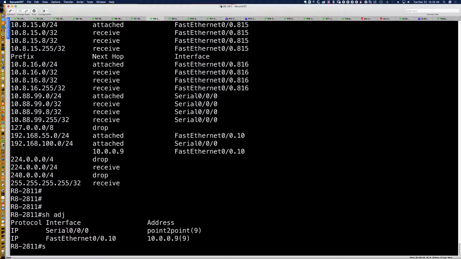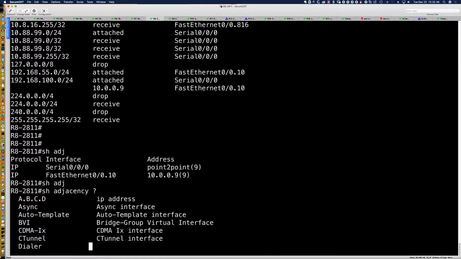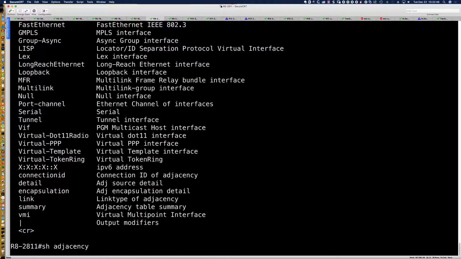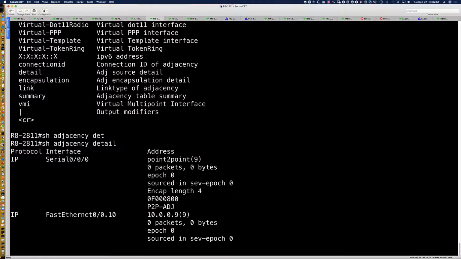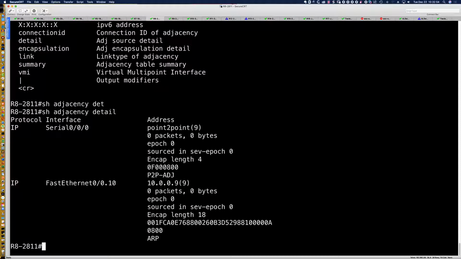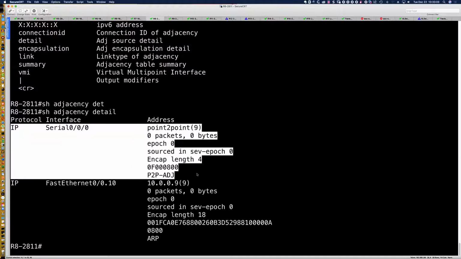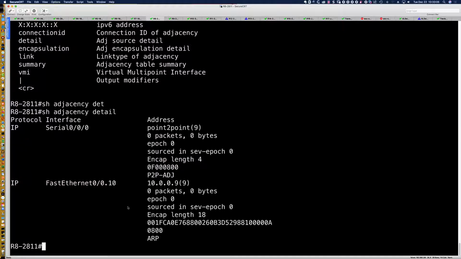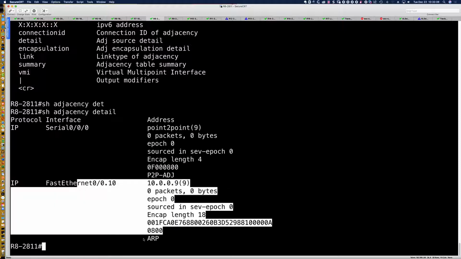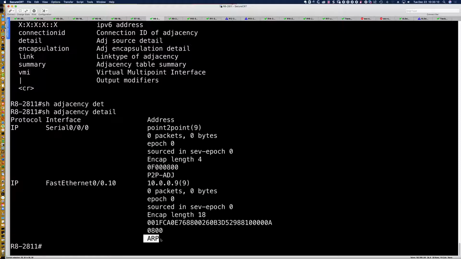But what if I was to say show adjacency detail? Let's go down a little bit further, and you can see there's a detail option here. This is going to show me some much needed detail to understand the statement I made that ARP is not used on the serial interfaces. Because if you take a look down here at the Ethernet interface, what do we see? ARP.